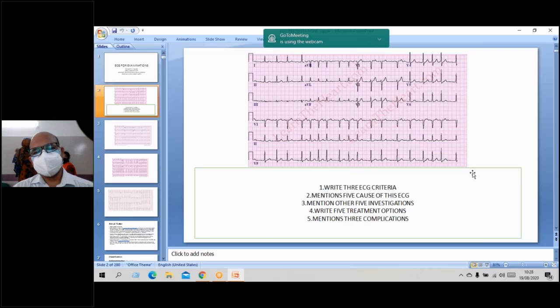Okay, this is the atrial fibrillation. Any question? No question. How many students are available? 60 students. Okay, not bad.